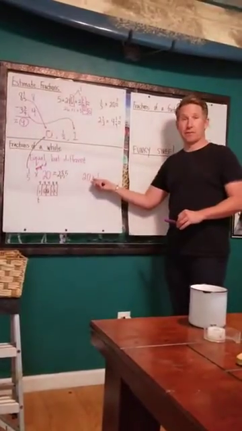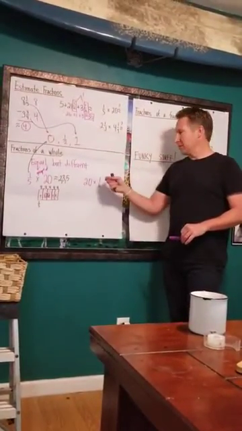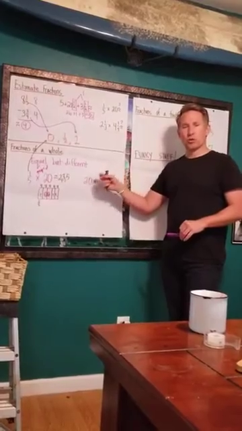Well, what about this one? This one's different, right? How does it mean to say I have 20 groups of 1/5?